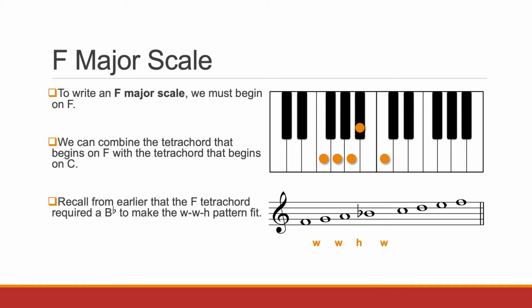The whole step of separation, and now the C tetrachord, whole, whole, half. Therefore, an F major scale has a B flat.